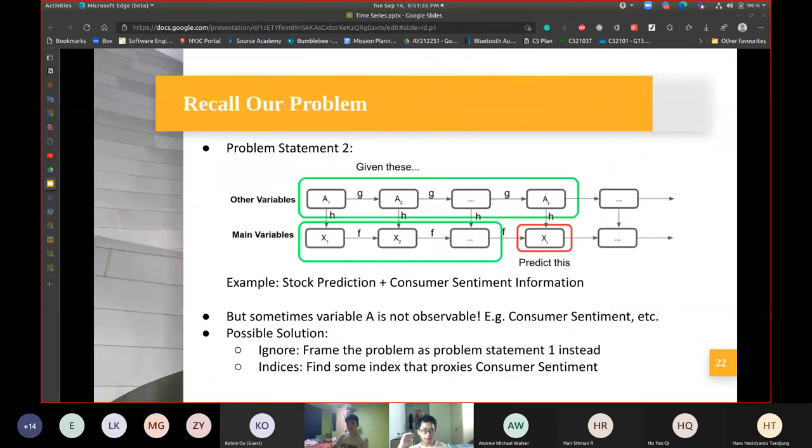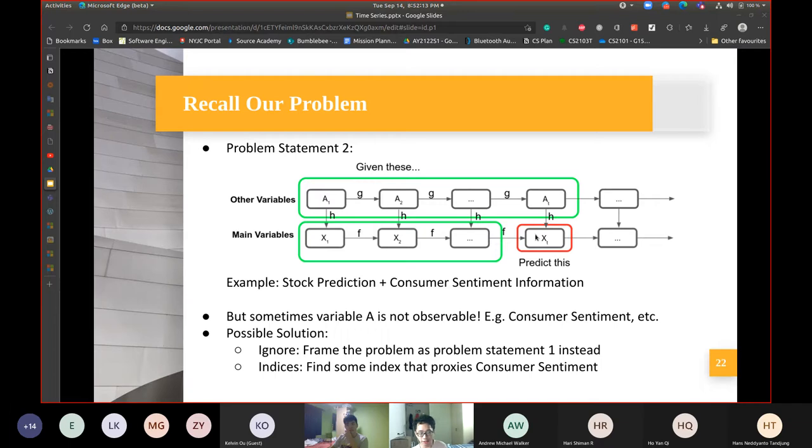All right. Now we'll go to the exotic model. So maybe this is slightly more of the fun part. If you recall what problem statement 2 is, in the second way of looking at time series data, you're still trying to predict XT. But you also consider the fact that there are background variables, A, that can influence your X. So the way A influences X is governed by some rule.